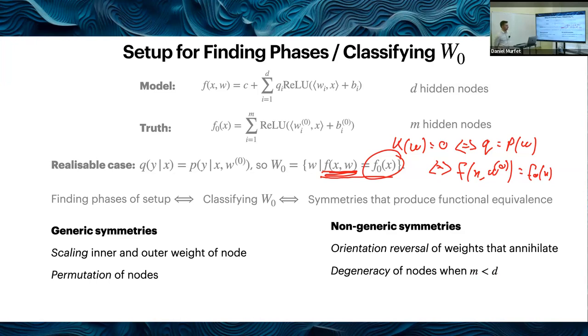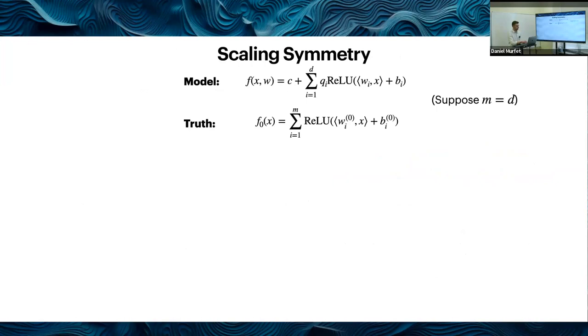Not necessarily. So the first three of these symmetries, what I sort of prove in my thesis is that the first three of these hold in the case where the true number of nodes is equal to the model number of nodes, so M equals D. And then the particular degeneracy one, that is sort of the over-parameterized regime. And that only occurs when the number of active nodes in the truth is less than that of the model. Cool. All right.